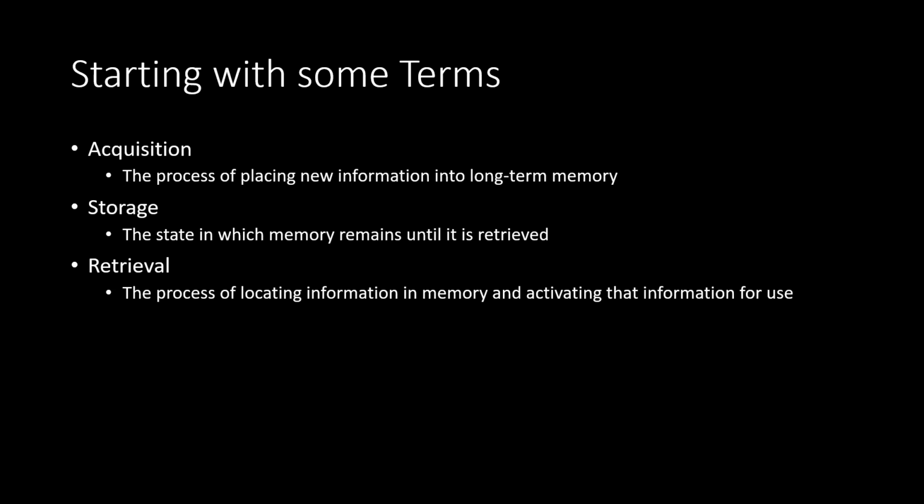Next, there's storage, and this, just like the word implies, refers to memory that is currently in storage within the long-term memory system, and it just remains there until such time as it is used again. Finally, there's retrieval, and this refers to the process of locating information in memory and then activating it for use, and that just means bringing it back to the forefront of our mind where we're able to now think about it or use that information for whatever the task at hand might be.